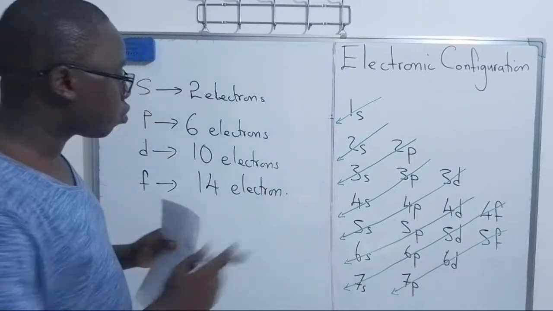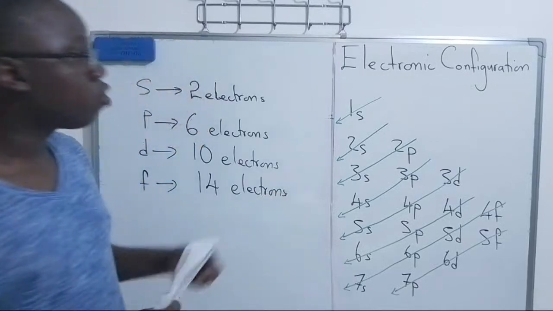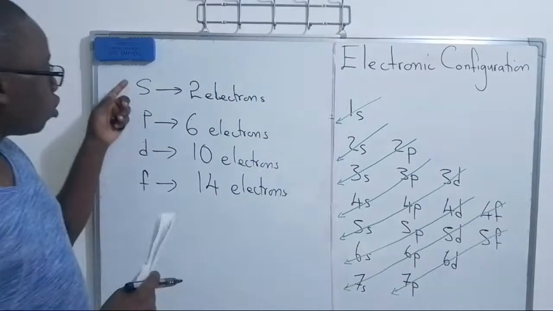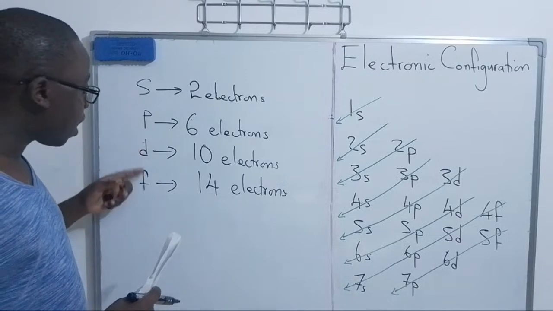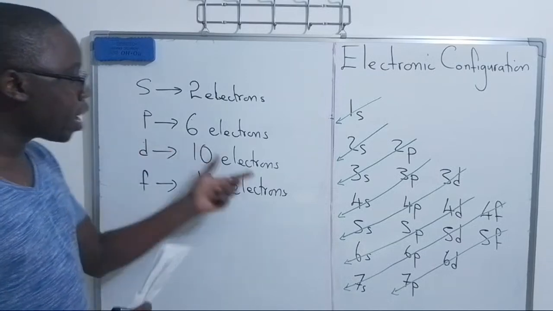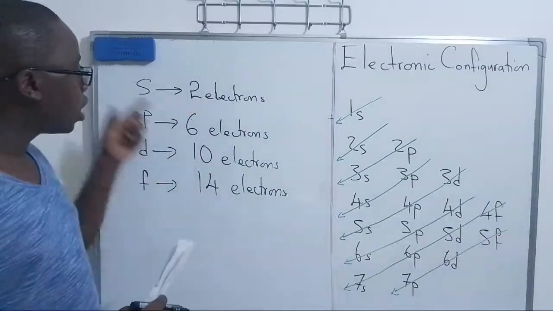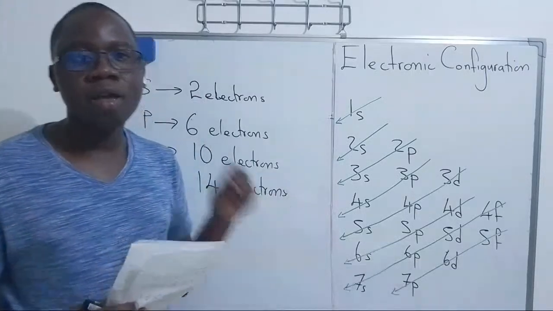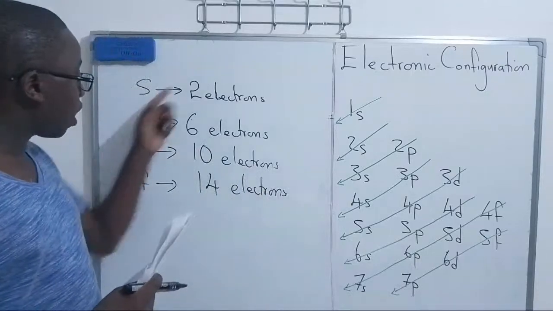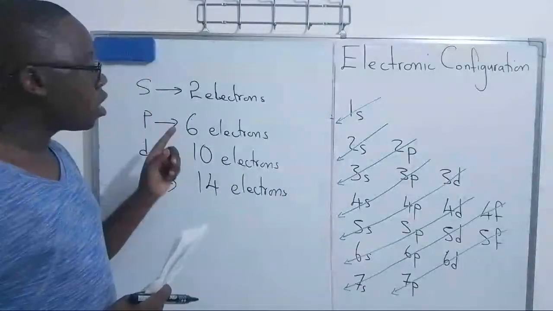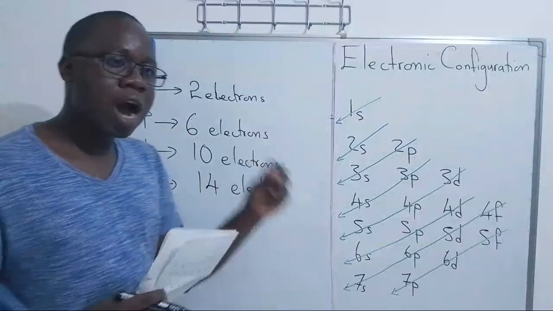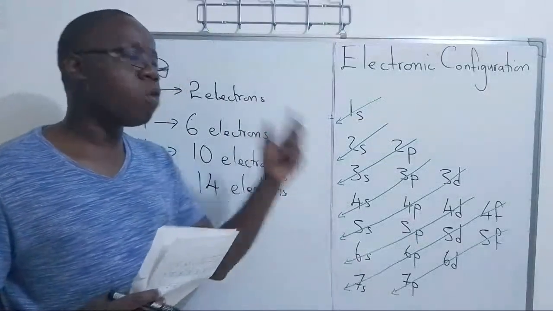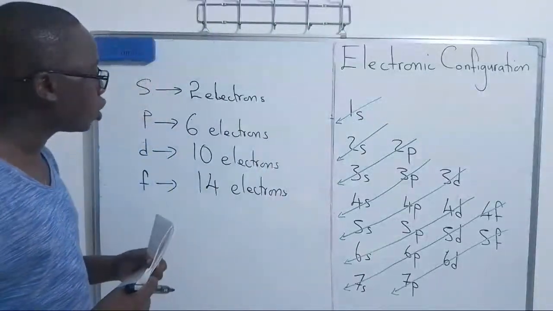So when it comes to writing the electronic configuration, you need to remember the maximum number of electrons that each and every orbital can occupy. Because if you forget the maximum numbers, it will affect how you present the electronic configuration.